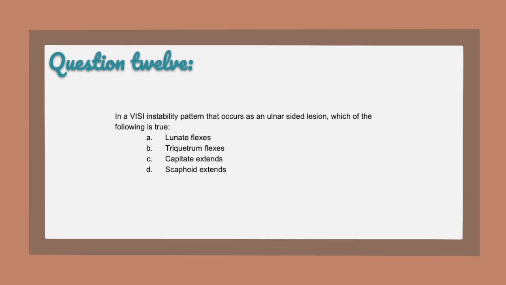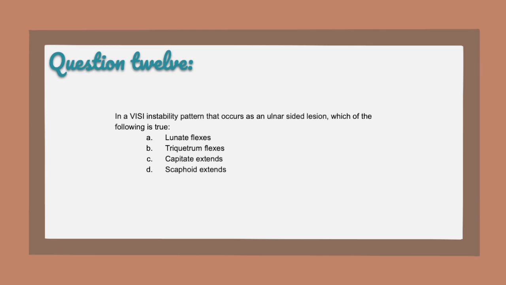Question 12, correct answer is A. The lunate will flex. So in a VISI instability pattern, the lunotriquetral ligament is injured, which causes the triquetrum to extend and the scaphoid to flex. The lunate is going to follow whichever bond is unbroken.